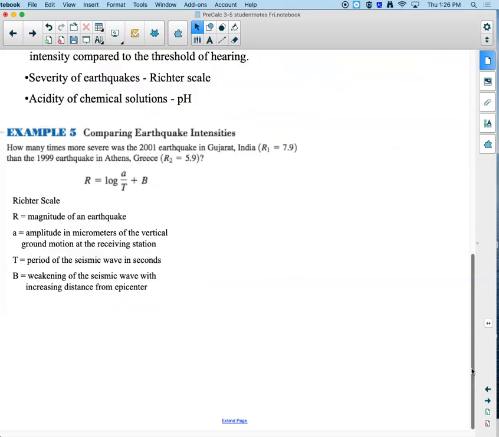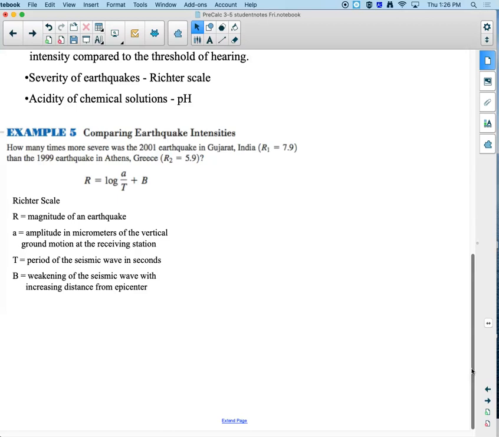So example 5 says, let's talk about this earthquake business. Comparing earthquake intensities. How many times more severe was the 2001 earthquake in Jakarta, India, which was a Richter scale of 7.9, than the 1999 earthquake in Athens, Greece, which had a Richter scale of 5.9? And they show us how this is all calculated.